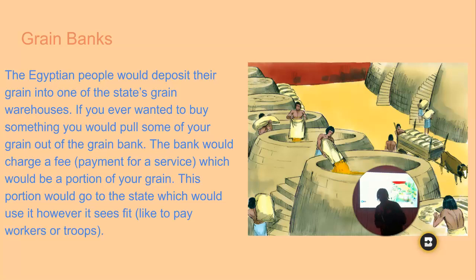So again, I'm going to replace the word grain with money, and you tell me if this sounds like today. The Egyptian people would deposit their money into one of the state's grain warehouses. If you ever wanted to buy something, you would pull some of your money out of the money bank. The bank would charge you a fee, which would be a portion of your money. This portion would go to the state, which would use it however it sees fit. Does that kind of sound like how banks work today? Yeah. That's exactly how banks work today.